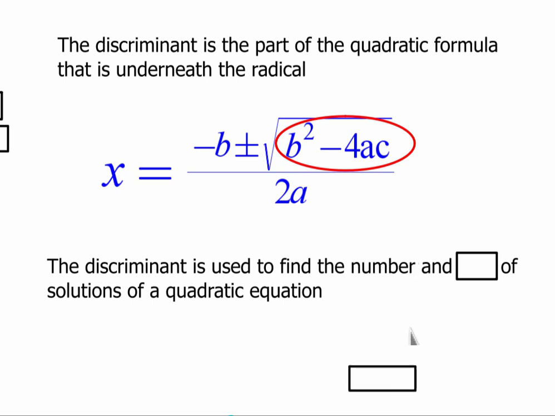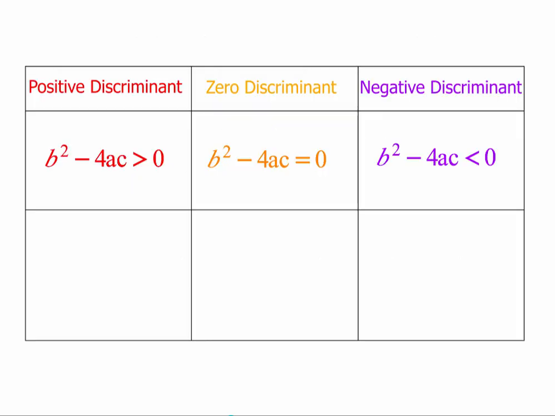It's used to find the number and types of solutions of a quadratic equation. It won't actually tell us the solutions, but it'll tell us how many there are and whether they're real or complex. So let's take a look at how we're going to do that. Our discriminant can be three things. It can be positive, it can be 0, or it can be negative.